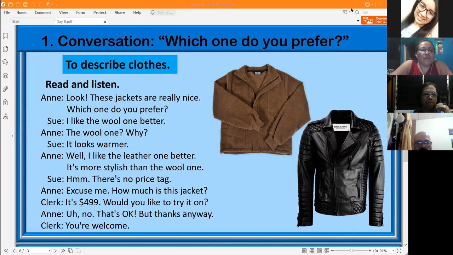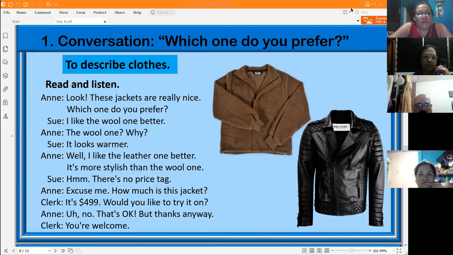Okay. Look. These jackets are really nice. Which one do you prefer? I like the wool one better. The wool one, why? It looks warmer. Well, I like the leather one better. It's more stylish than the wool one. There's no price tag. Excuse me, how much is this jacket? It's $499. Would you like to try it on? No, thanks, okay. But thank you anyway. You're welcome.